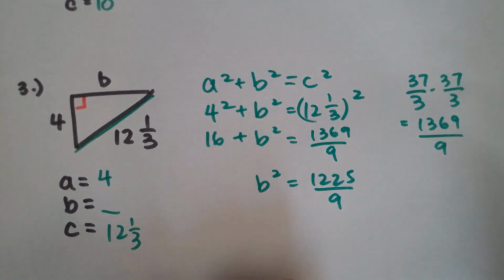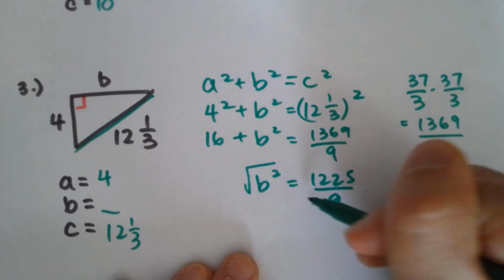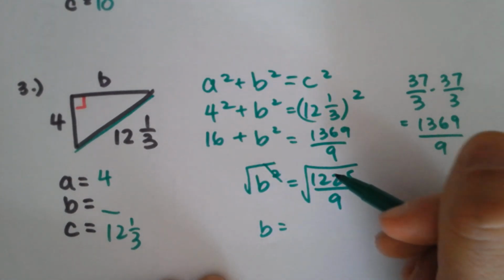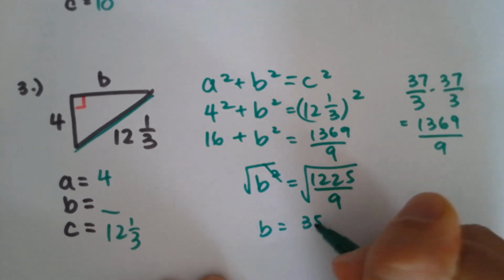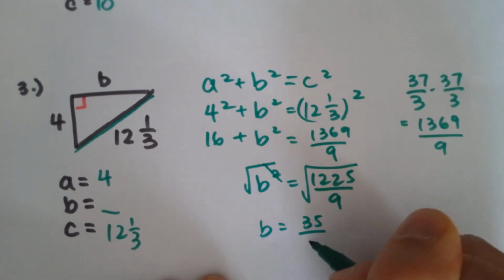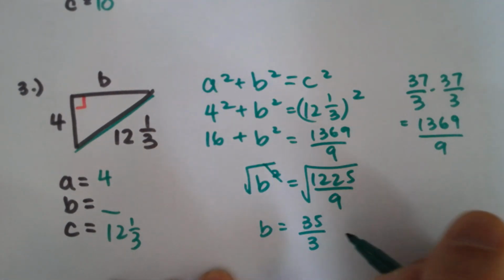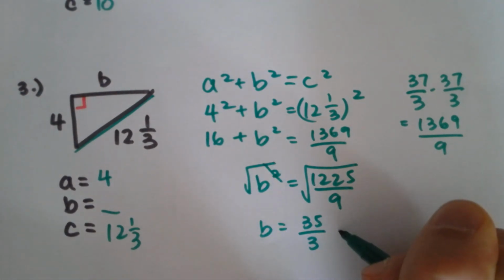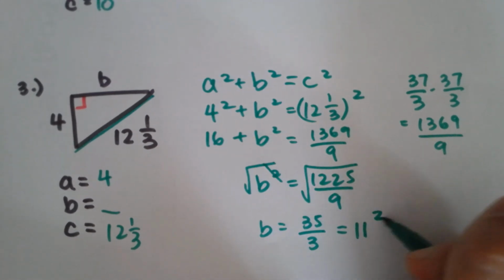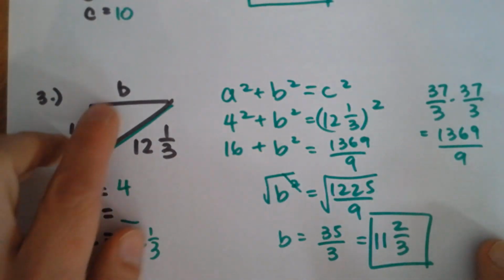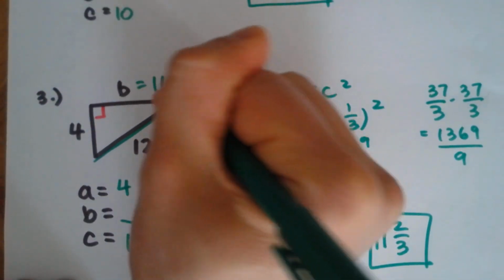Now I need to square root both sides. So I'm going to square root here, square root here. This will cancel out. So B will equal the square root of 1,225, which gives you 35, and the square root of 9 gives you 3. So that's the answer. It's going to be 35 over 3. But we can write this as a mixed number because right now it's improper. So that's going to give you 11 and 2/3. Yay! So this leg right here, this B, is 11 and 2/3.